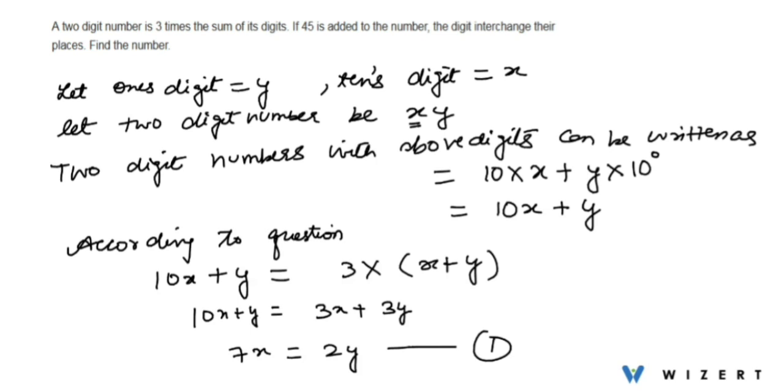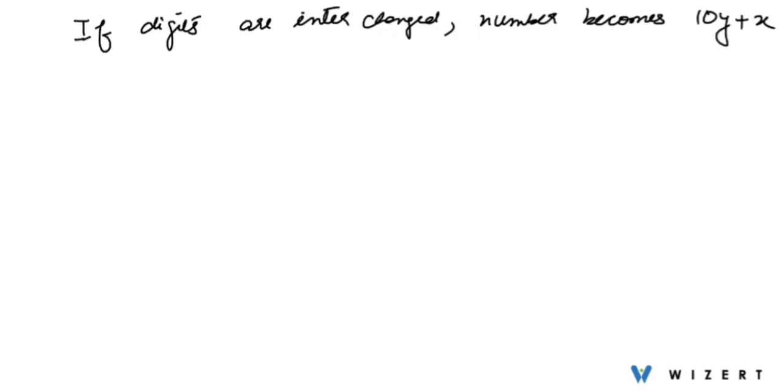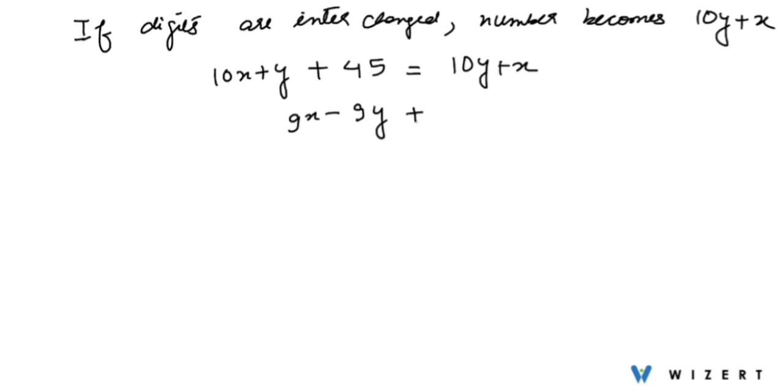So after interchanging, the condition is given that if 45 is added to the number, the digits are interchanged. So the original number was 10x plus y. If we add 45, then the digits interchange, and after interchanging the digits, the number is 10y plus x. Now if we simplify it, we'll get this equation. Now let's take 9 common, then we'll get x minus y plus 5 equal to 0. Now let this be the second equation.